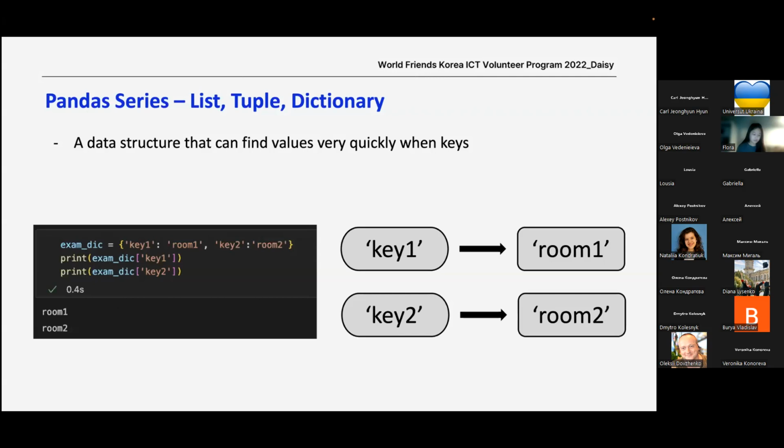The dictionary stores data in pairs called key values, which are slightly different from lists and tuples. So it is a data structure where you can find values very quickly with a key. The exam dict has the same structure as the following picture. The string called key1 binds to the value room1 associated with it, and key2 binds room2. In this way, the list or tuple can access the values through the index, and the dictionary can access the value quickly using the key.